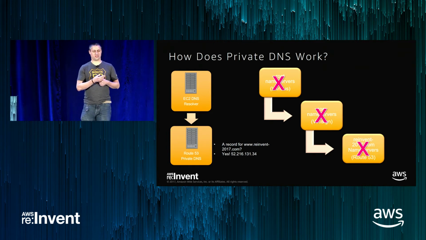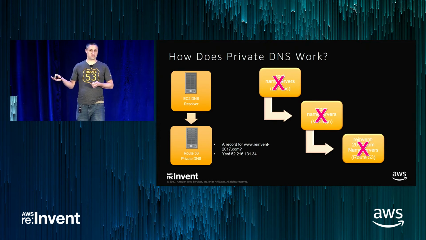So instead of forwarding the query to the roots and going out and doing full recursion, it will just send them to the private DNS authorities. So as a result, none of these records are ever visible to anyone except in your VPC.